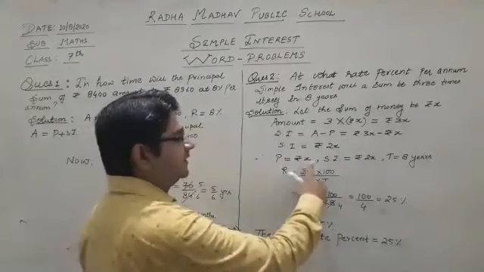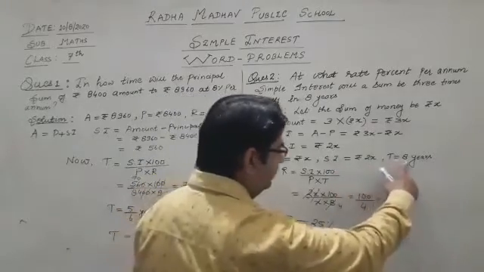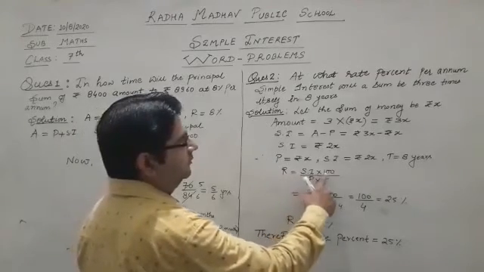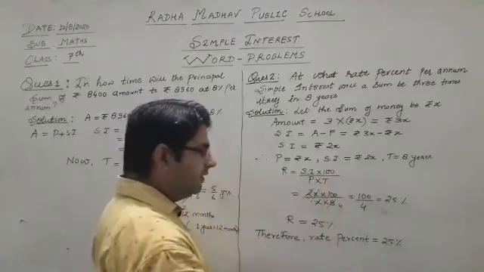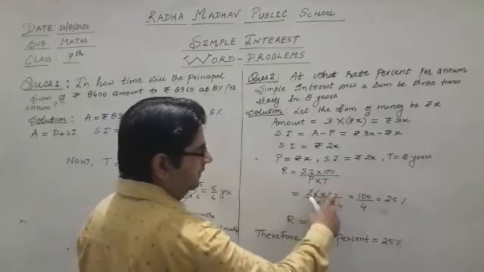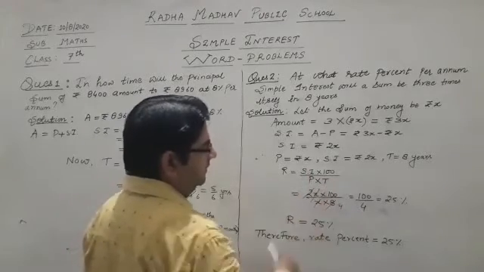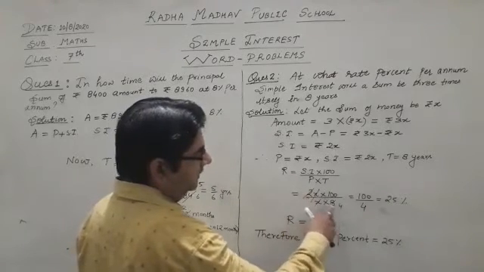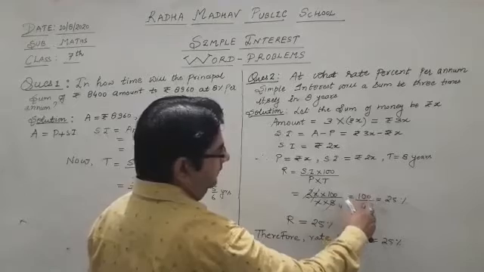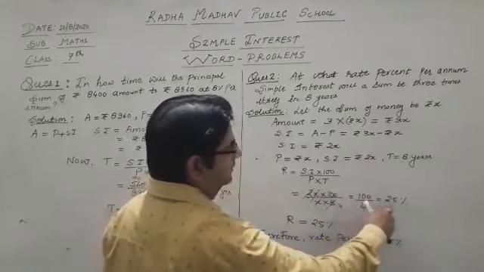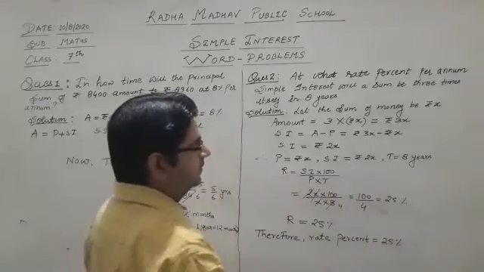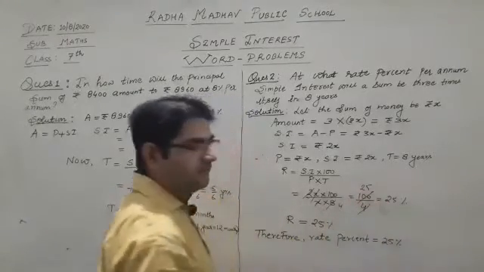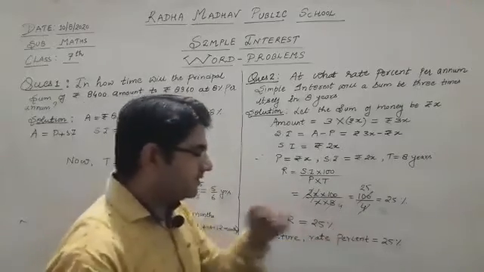So principal is X, simple interest is 2X, time is 8 years. We have to calculate the rate. So formula of rate is R equal to SI into 100 upon P into T. Putting all the values, SI 2X, 100 is here, P is X and time is 8 years. Now X is cancelled by X and this 8 is divisible by 2, 2 4s are 8, so 4. We get 100 upon 4 which is equal to 25. Okay, because 100 is divisible by 4. 25 times, so answer is 25%. So the rate is 25%.